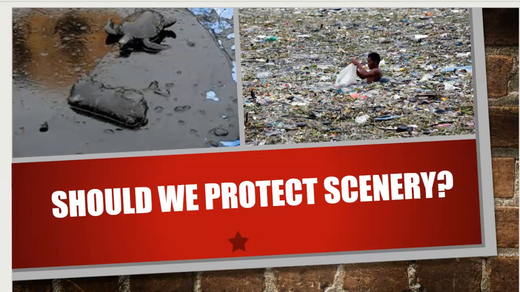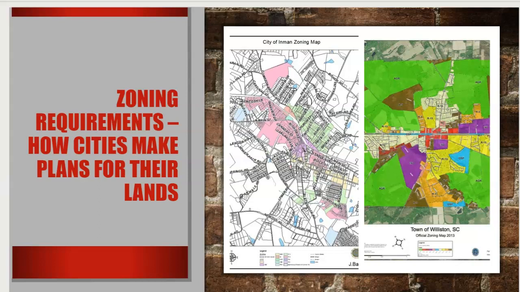So here's a thought. Should we protect scenery? Are these things that would be environmental issues? And as citizens, should we be concerned with what we're seeing? Some zoning requirements: how do cities make plans for the lands in their city? Is that something that the citizens should have a voice in? Okay, this would be a civic perspective.